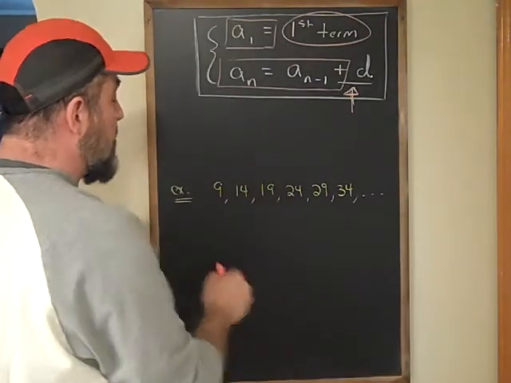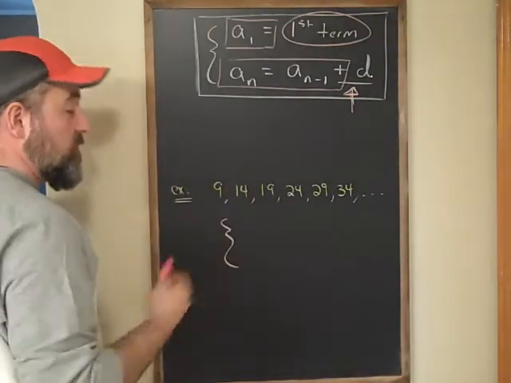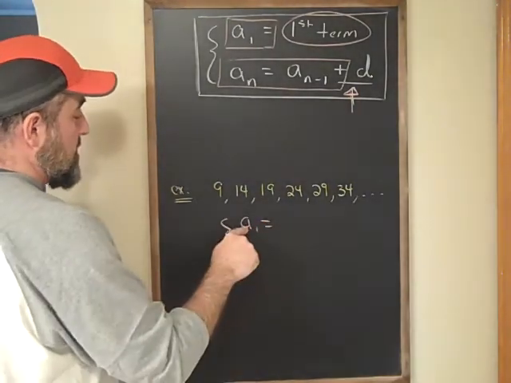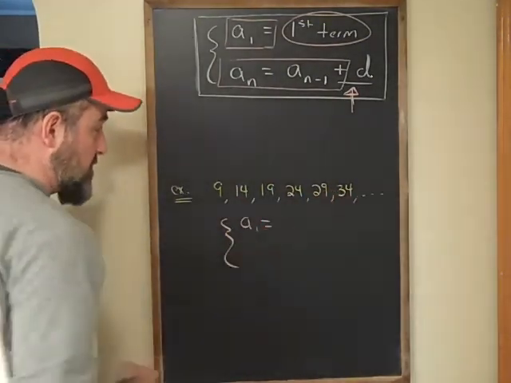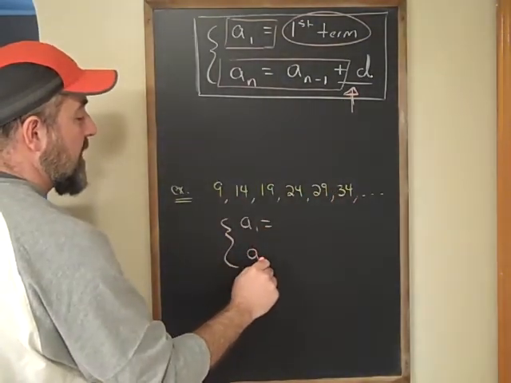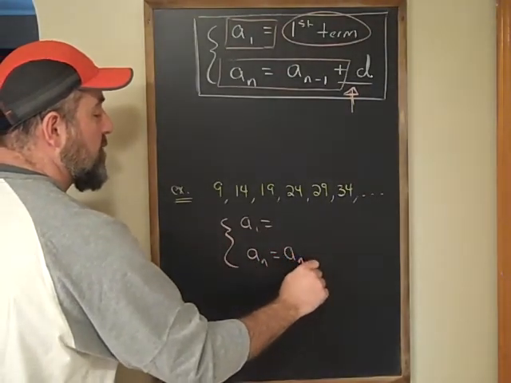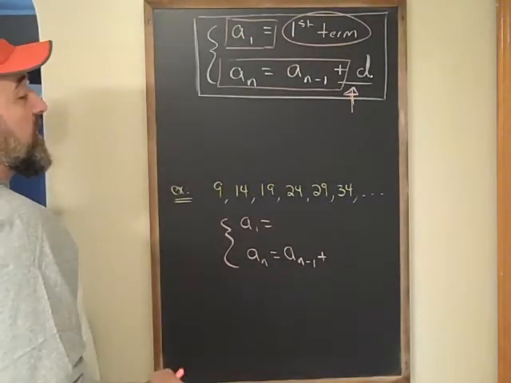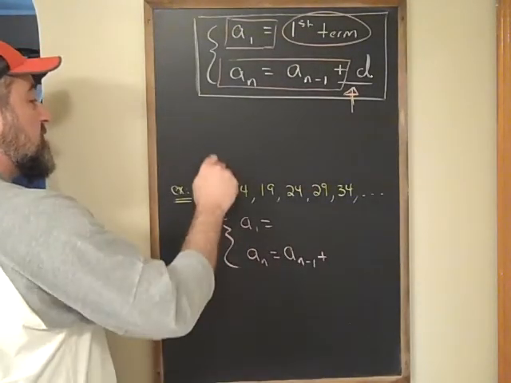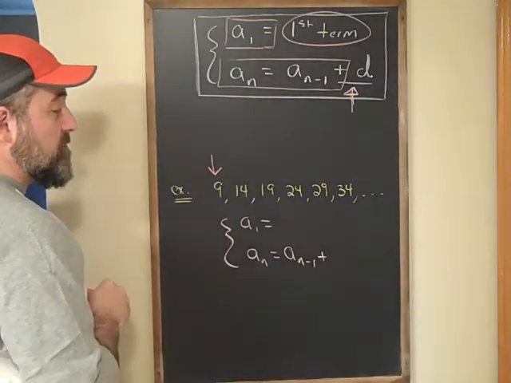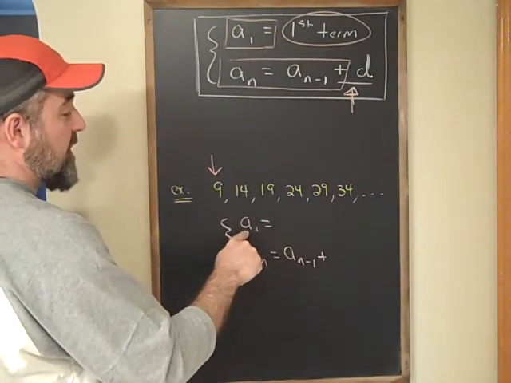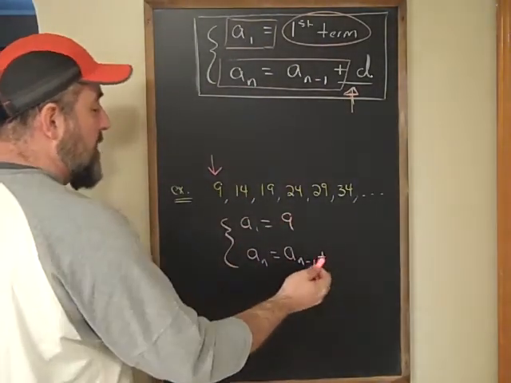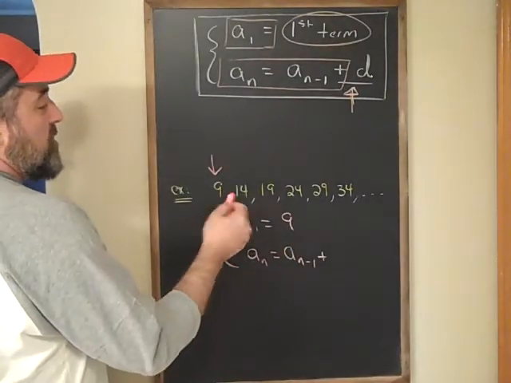So for instance, for this sequence, when we write the recursive formula for it, we're going to say a sub 1 equals, which is saying the first term is whatever the first term is for the sequence. And it's going to say the new term is the previous term plus whatever the constant difference is. So in examining our sequence that I gave us here, we can see our first term is 9. So we just have to say the first term is 9. And now we have to say, what do we add to the previous term to get the new term? So we have to find our constant difference.